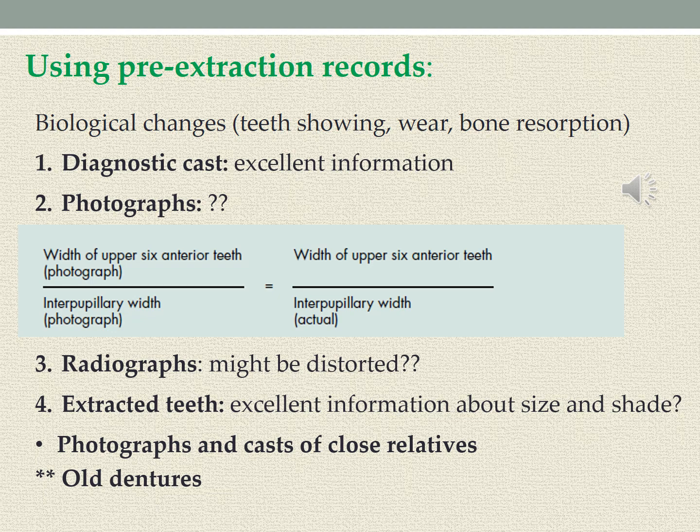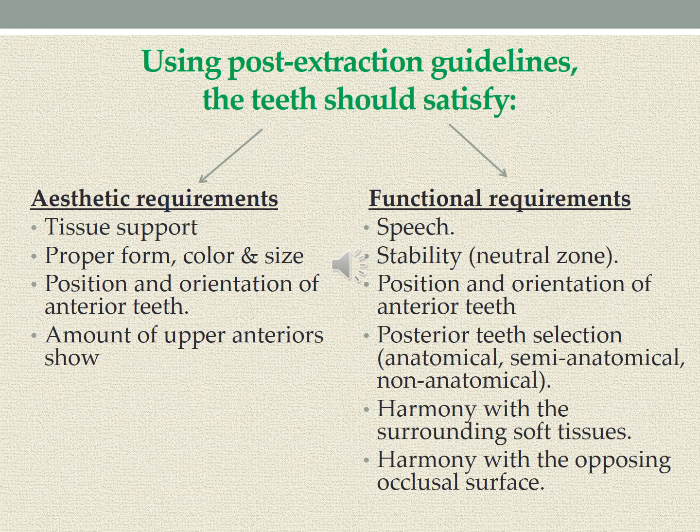Photographs and casts of a close relative, such as the daughter, son, grandson, can give good information to select teeth for our patient. Also, we can use old dentures if the patient is satisfied with the size of his teeth in the old denture. We can copy this information on the new denture. Using post-extraction guidelines, as we said, the anatomical landmarks, the teeth should satisfy aesthetic requirements and functional requirements as mentioned here in the slide.